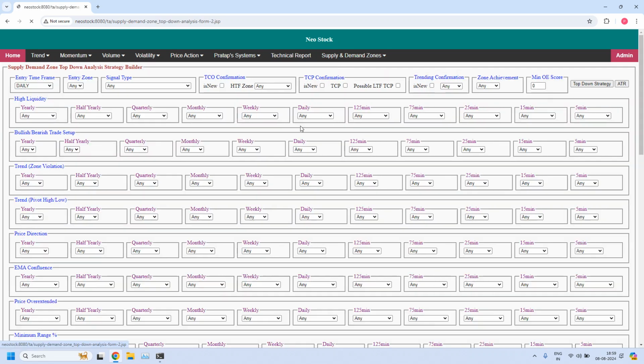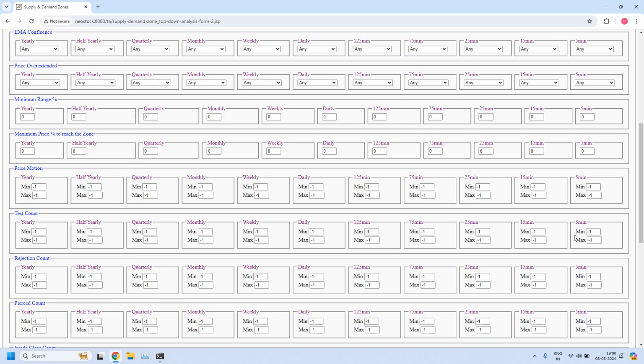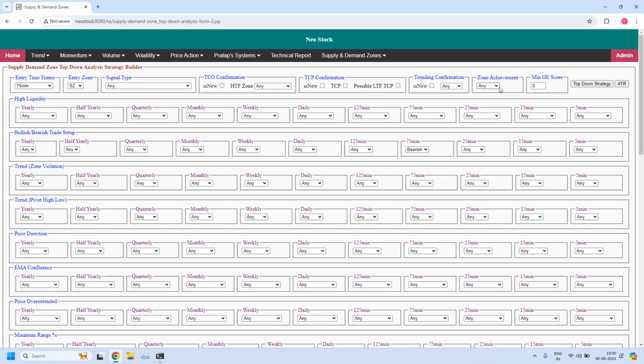And the next report is bearish trade setup for weekly income trade. For weekly income trade, entry time frame is 75 minutes. For bearish trade setup, entry zone is supply zone. And also in bullish or bearish trade setup, in 75 minutes entry time frame, I should select the value bearish. And also 75 minute zone should not be pierced. So pierced count on 75 minute supply zones, we are setting minimum maximum value 0. Zone achievement should be violated opposing zone.